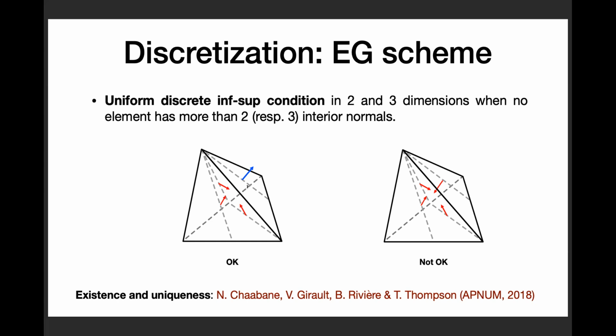What Shaban, Gilroy, and Thompson proved is that under some conditions on the mesh, the uniform discretization condition is satisfied, and the enriched Galerkin scheme has a unique solution. This condition is that every element has no more than d internal normals, that is, no more than 2 internal normals in 2 dimensions, no more than 3 internal normals in 3 dimensions. For example, this element is okay, and this other one is not, due to the presence of the 4 internal normals.